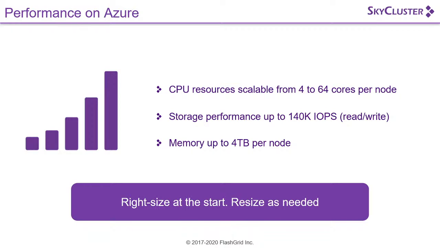And 140,000 IOs per second is comparable to a good all-flash dedicated storage array. So it is very much competitive against a typical on-prem setup. And in many cases, it actually is much faster.